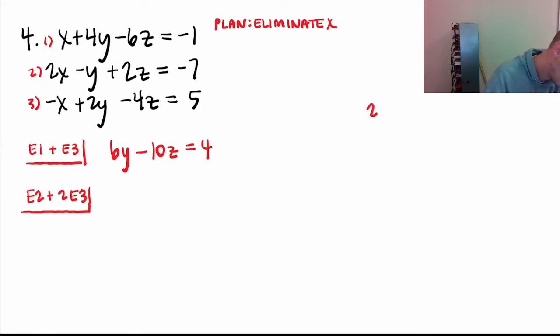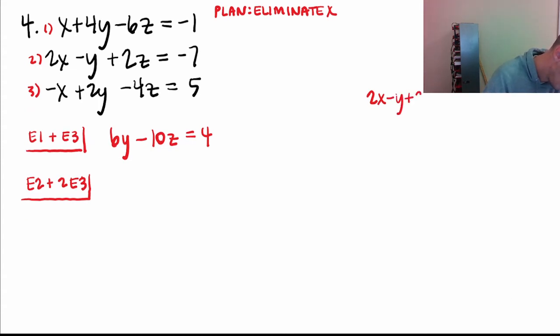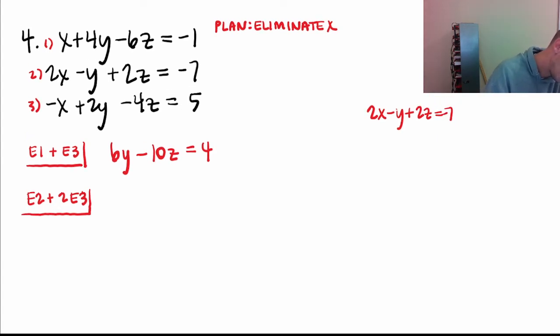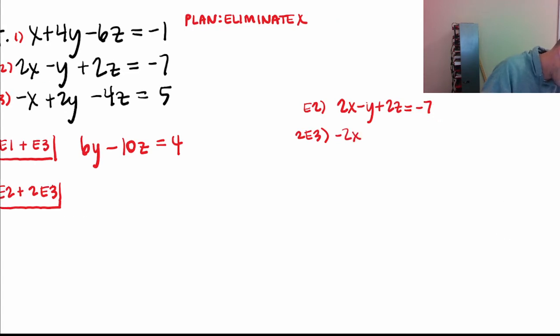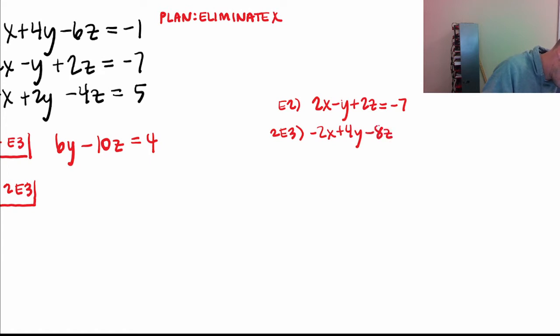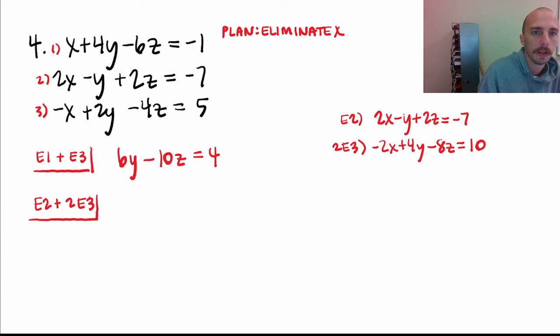So equation 2 is 2x minus y plus 2z equals 7. No, negative 7. And that was equation 2. And then 2 of equation 3 is going to be negative 2x, just double everything, plus 4y minus 8z. I don't know where my page is going. That's going to be equal to 10. Let's get that back.